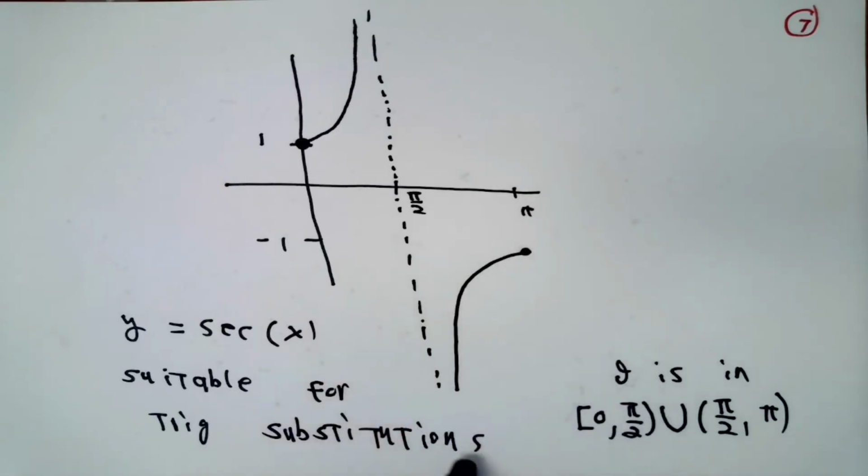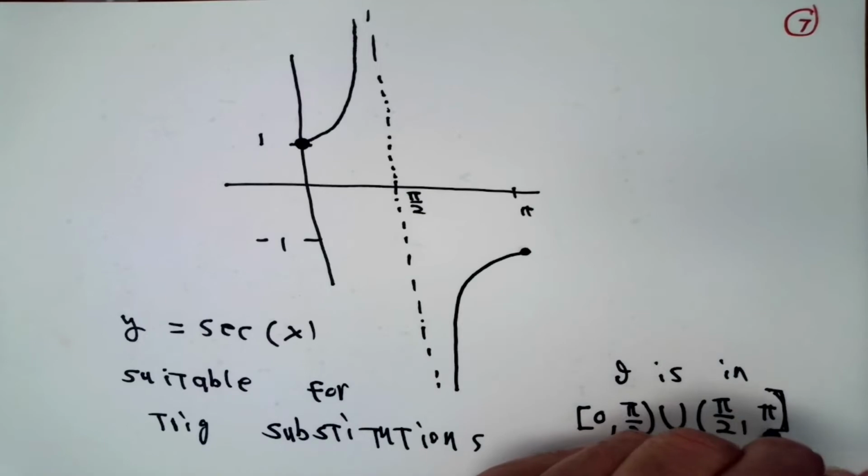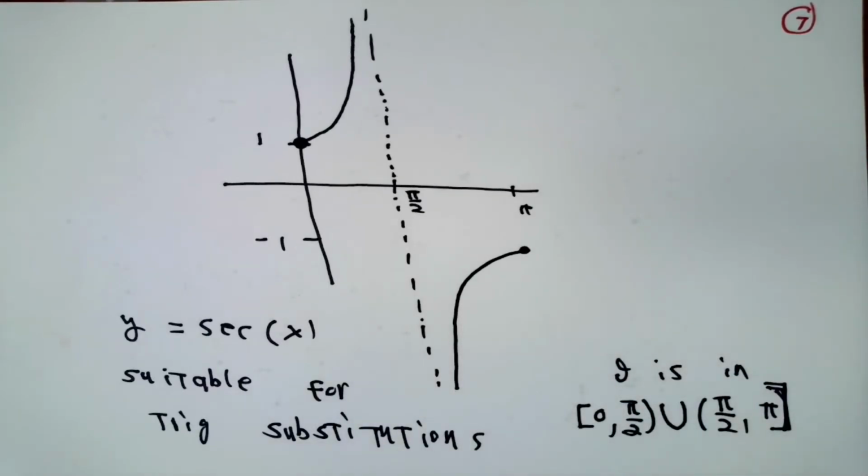The thetas that we're using can be written as the interval from 0 to pi over 2, including the 0 but not the pi over 2, union together with the interval from pi over 2 to pi, not including the pi over 2, but including the pi. Another way you could think about this is the closed interval from 0 to pi with the single number pi over 2 removed from it.